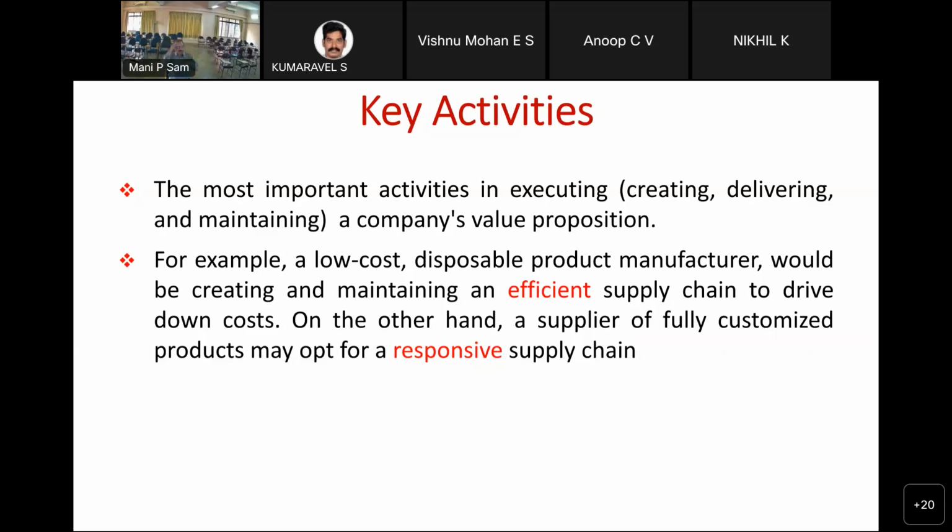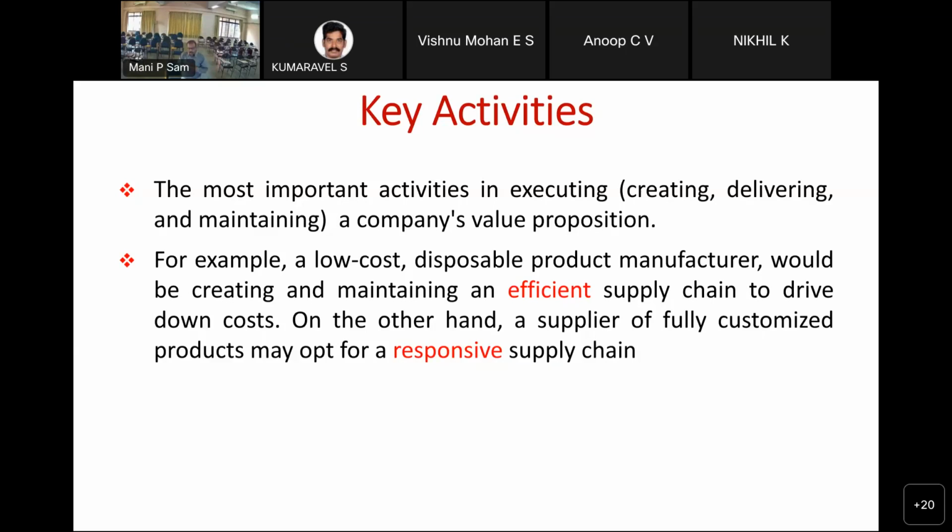For example, if you are looking at a low-cost disposable product, even your supply chain design will be very different. You look at an efficient, maybe a push-type supply chain, which is low cost. Whereas if you are going to give the other end a highly customized product, you look at a responsive supply chain, something to be able to do it fast after getting the requirement. It's not cost efficient, but faster responsiveness will be there.